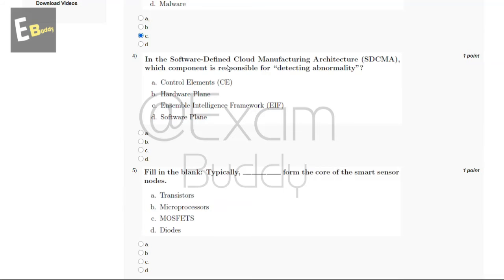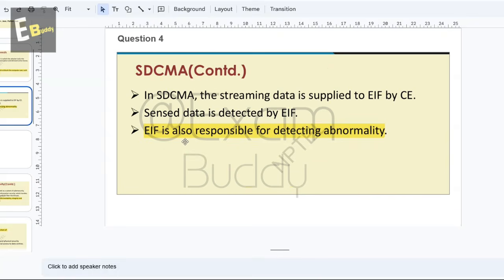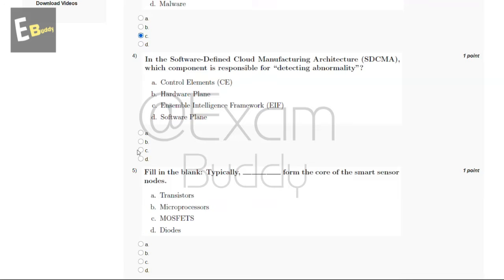In the software defined cloud manufacturing architecture, which component is responsible for detecting abnormality? So these are the options, and now let's check the explanation. The explanation says EIF is also responsible for detecting abnormality. So the answer of our fourth question is C, ensemble intelligence framework. And now let's go to our question number 5.